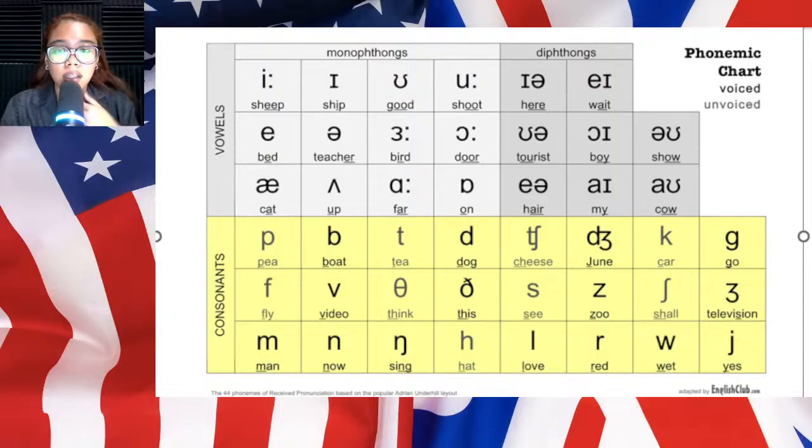G, g, and produce a sound. You use your vocal cords. G, g. There are vibrations, right? So if there are vibrations, then that is a voiced sound.